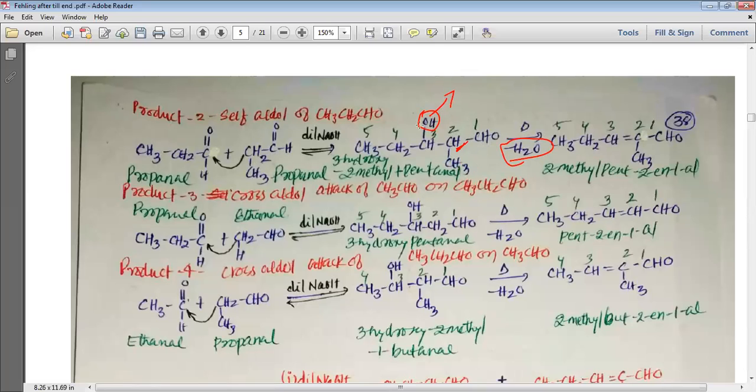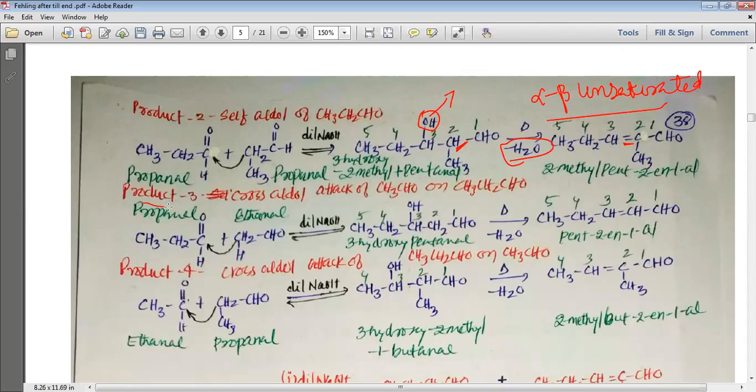So this hydrogen and this OH is removed and there will be a double bond between the second and third carbon, or alpha and beta carbon. So we get alpha beta unsaturated product. So remember, due to the aldol condensation, the unsaturation is between the alpha and beta carbon, or the second and third carbon, in all the cases.